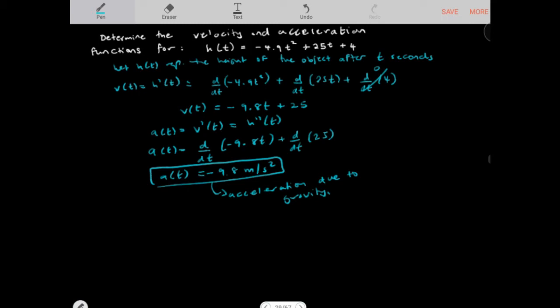So this is really useful, and this is really where the force of gravity kind of comes from. So yeah, those are the relationships between the position, velocity, and acceleration functions. Okay, so we'll look at more questions in further videos regarding this material.